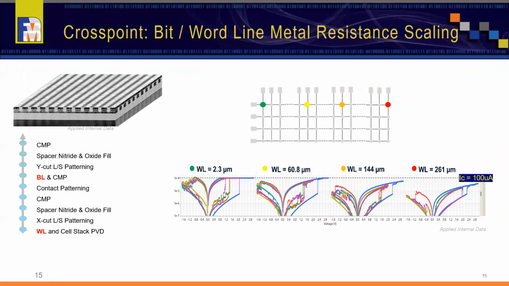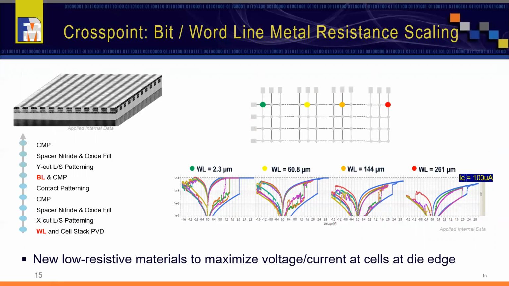Besides the material in the cell itself, the metallization is another area that needs to scale. In this slide, we show one of the areas that Applied is developing solution for, which is the low resistive metallization scheme for bitline and wordline. For the current products, you can see that as you go across the word line, the cell at the beginning of the word line sees a different max current than the cell at the end of the word line due to the IR drop. So we are looking at additional low resistive material to reduce this drop.